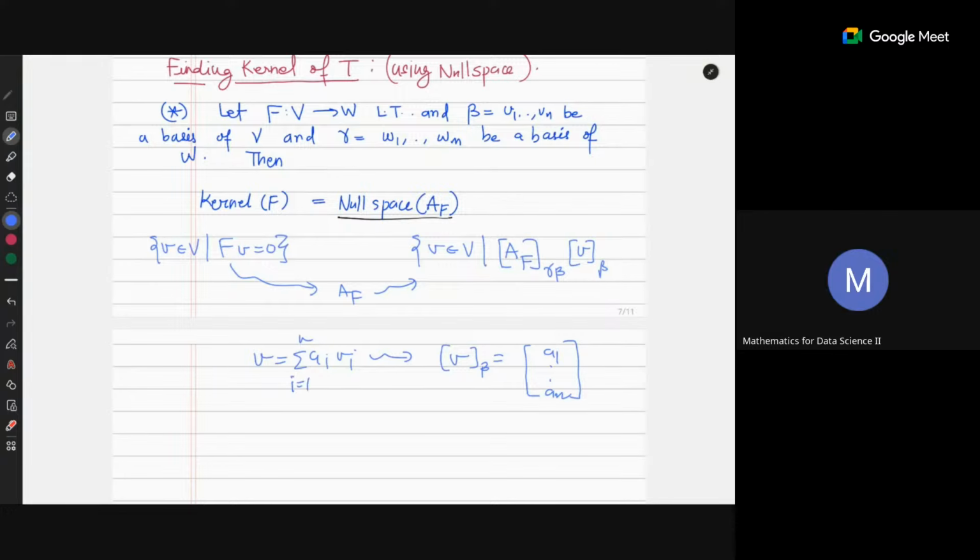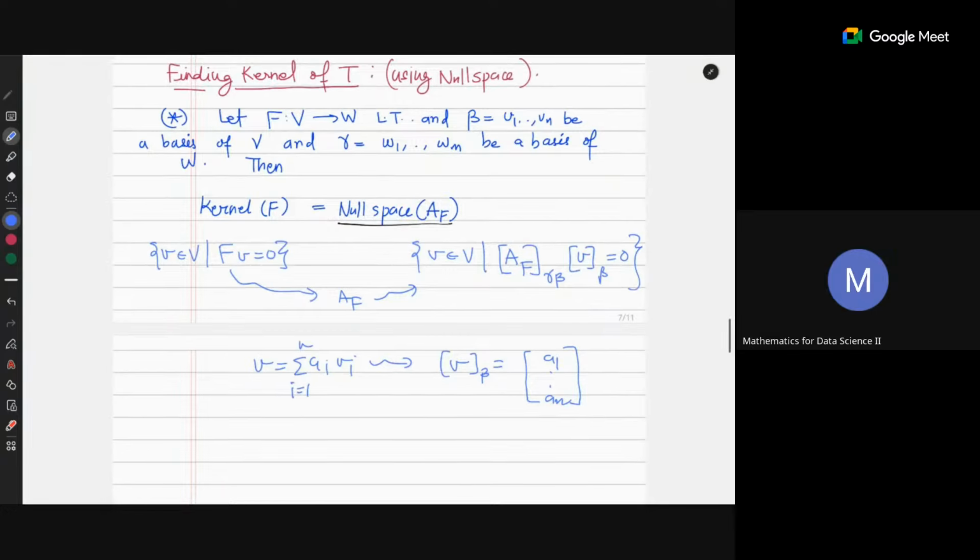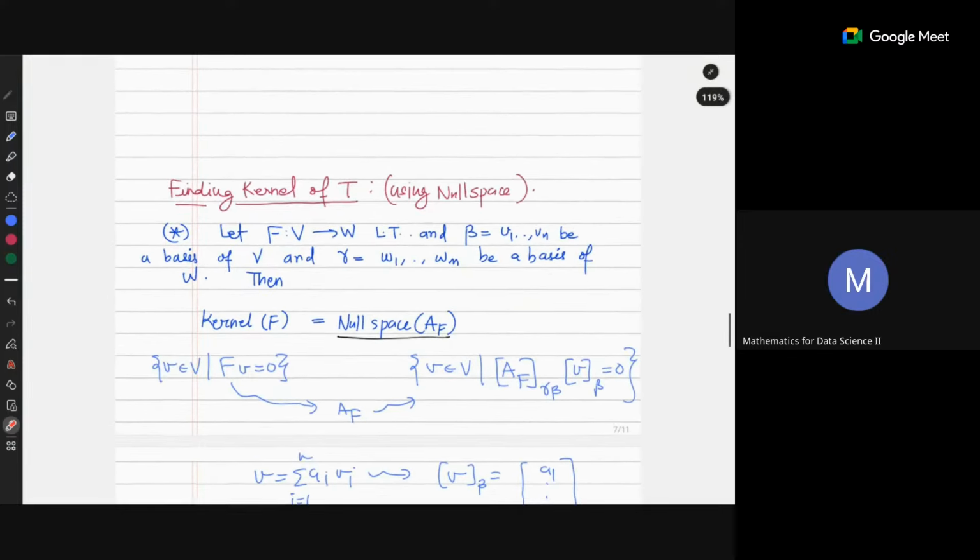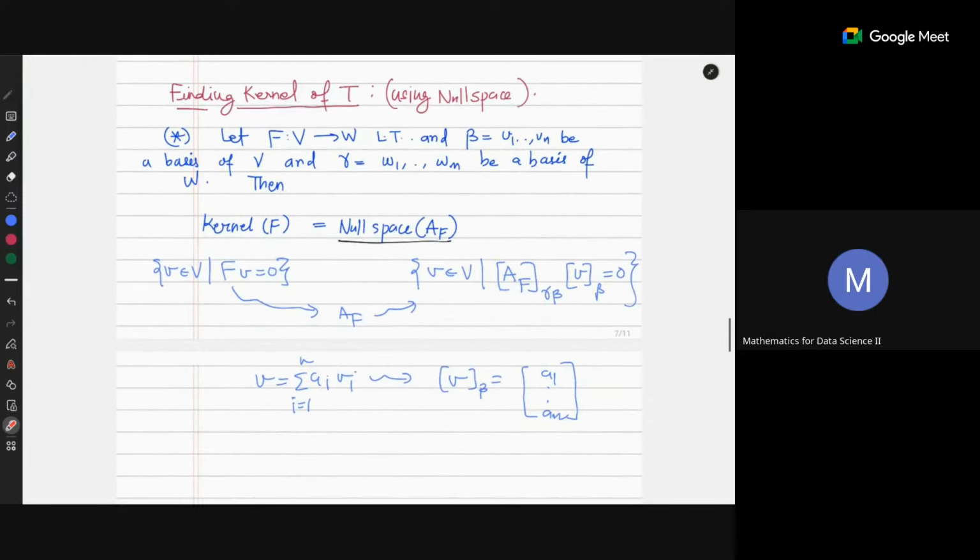Okay, this is equal to 0. This is equal to 0. So finding a vector in this kernel is the same as finding the coordinate representation of that vector with respect to the basis. Once you get the coordinate representation, then you can recover the vector also, by just multiplying it with the basis. So these two things are equivalent.